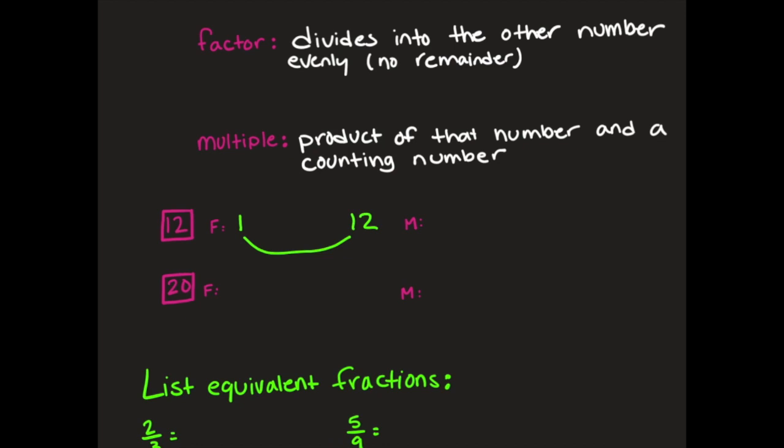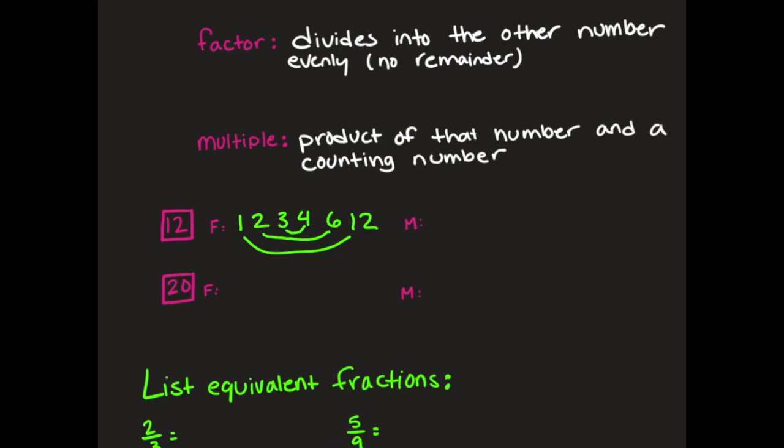So I'm going to go in order: 2. Can 2 go into 12 evenly? Yes. And what is its partner? 6. Because 2 times 6 is 12. 6 times 2 is 12. Can 3 go into 12 evenly? Yes. And then what is its partner? 4. Because 3 times 4 is 12 and 4 times 3 is 12. And as you can see, I've ended that rainbow. I've got 1, 2, 3, 4, 6, and 12.